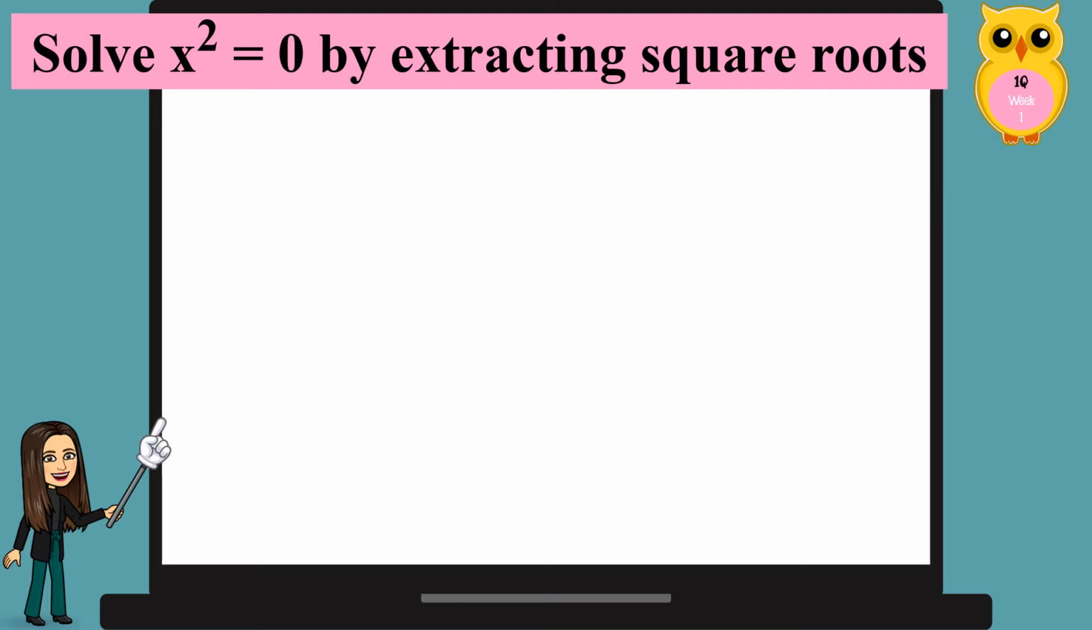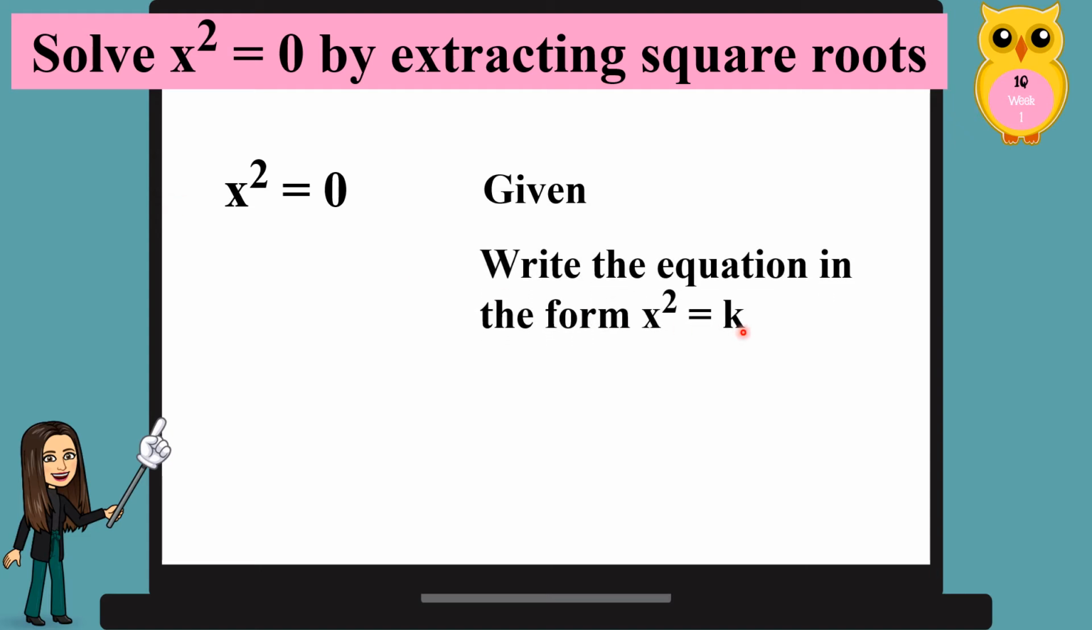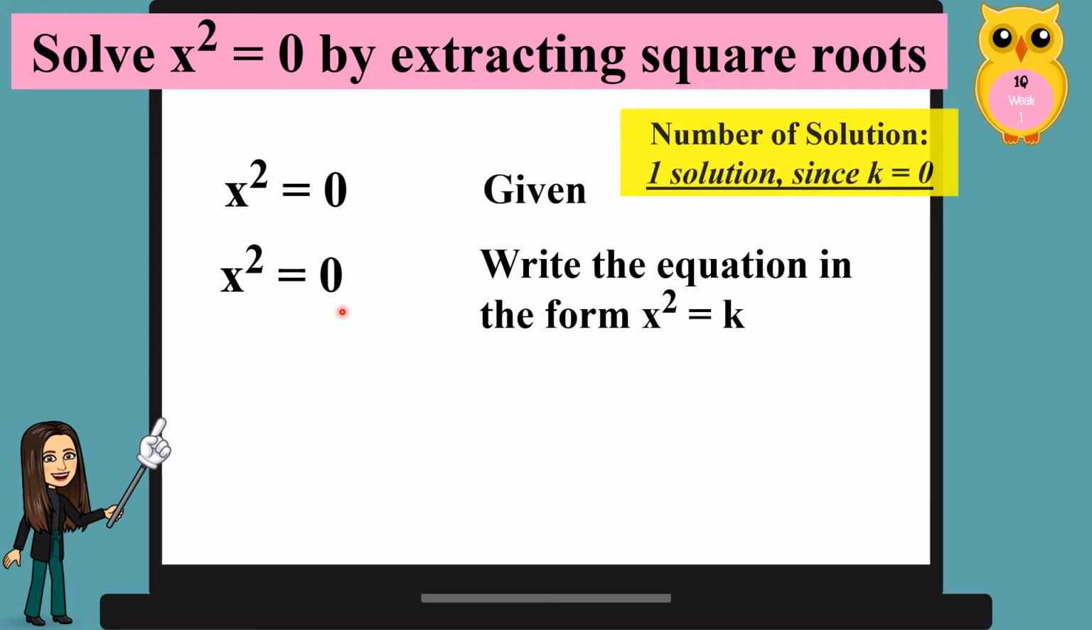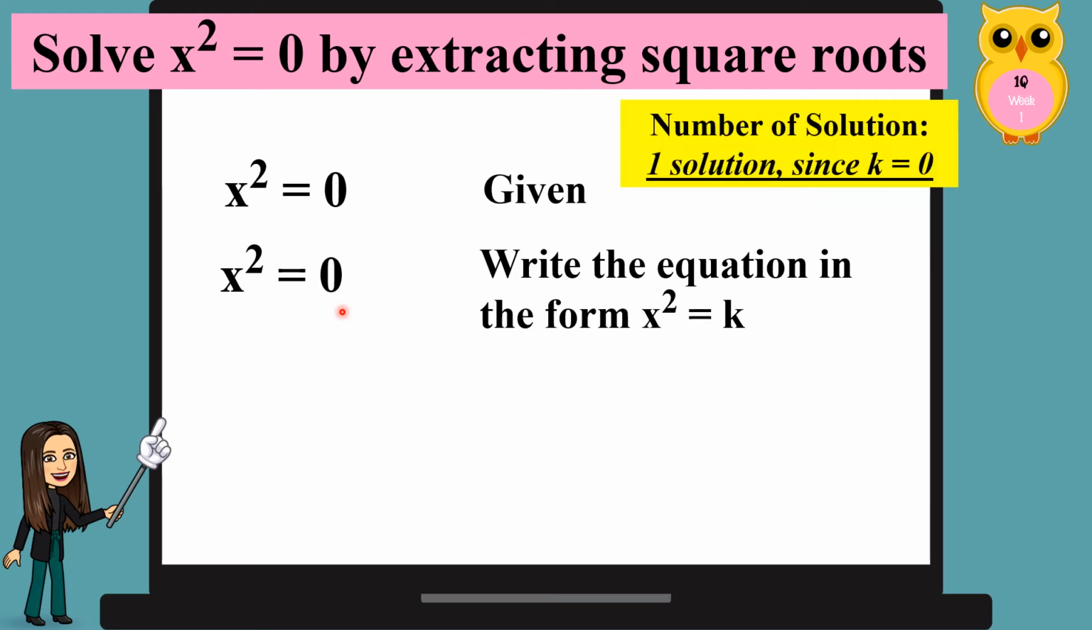Next, let us solve x squared is equal to 0 by extracting square roots. Again, given we have here x squared is equal to 0. So since the given quadratic equation is already written into this form, we'll just simply rewrite. So as you can see, the value of k is 0. How many solutions if the value of k is 0? So it has one solution.